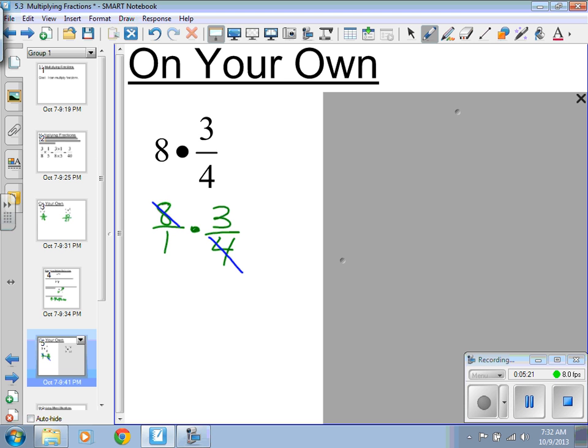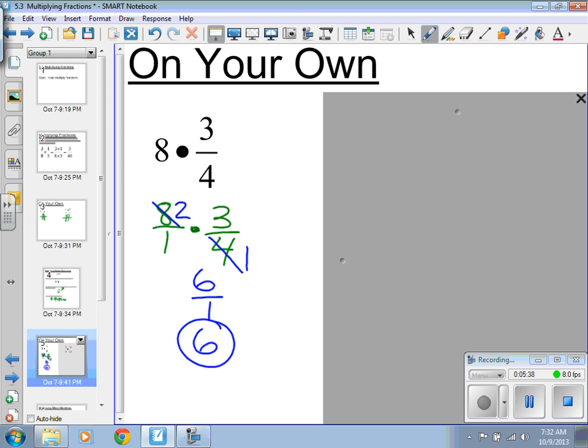These both have a 4 in common, right? So 4 divided by 4 is 1. 8 divided by 4 is 2. I'm left with 2 times 3, which is 6. 1 times 1, which is 1. So my whole thing is equal to 6.